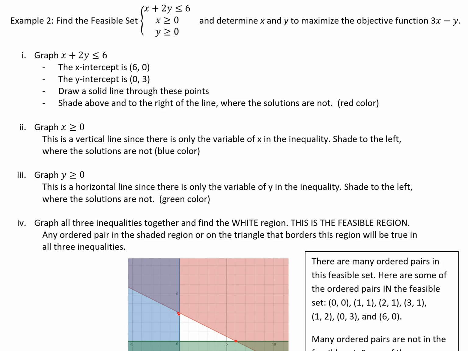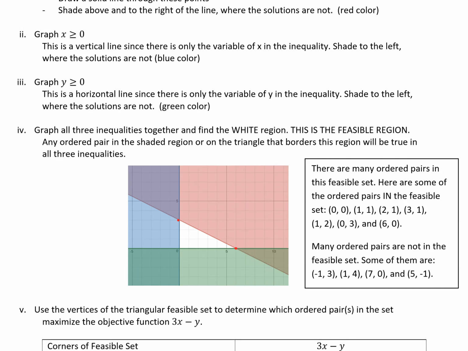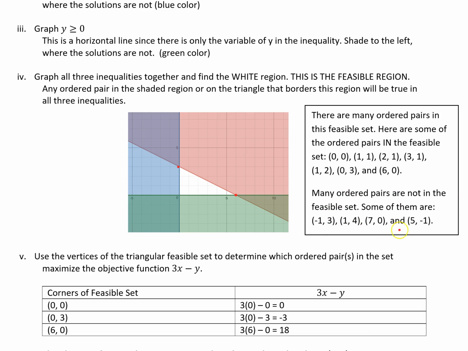Everything inside this little triangle, all the ordered pairs, whole numbers, decimals, fractions, all of those are solutions to the inequalities that we started with. All three of those. I could pick any ordered pair in this white feasible set, substitute them into these inequalities, and they would be true in all three of them. Over here in the box, you'll see that I've listed several of the ordered pairs that are in the feasible set. Down a little lower, I have listed some ordered pairs that are not in the feasible set. They're out in either the red, the blue, or the green areas.